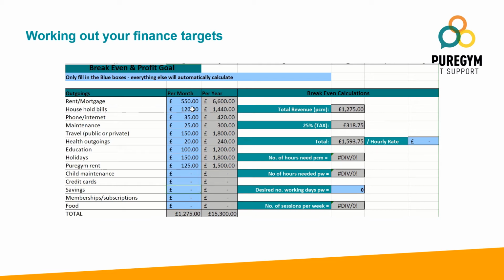Savings, if you want to factor in savings per month. Membership or subscription. So if you use My PT Hub, if you've got like Netflix, anything like that. So let's whack that in. And food, probably our biggest expense in a month. So in fact, just put that in for a quick example. So as you can see here, the blue boxes are filled in. It's totaled it up for me on a yearly basis.